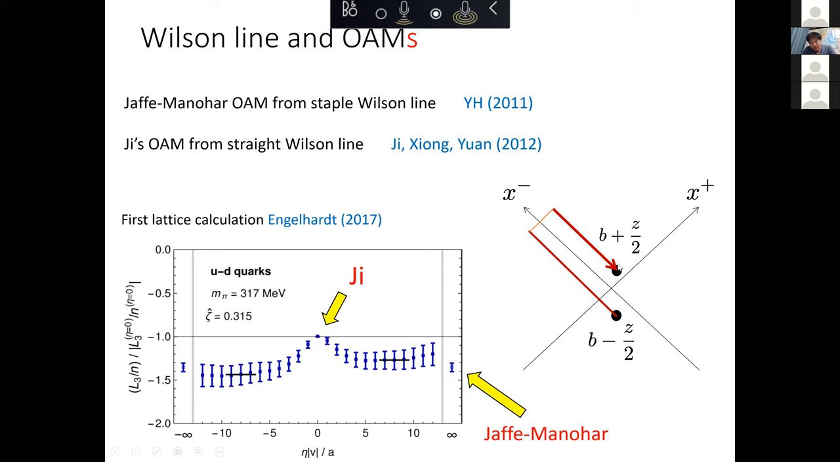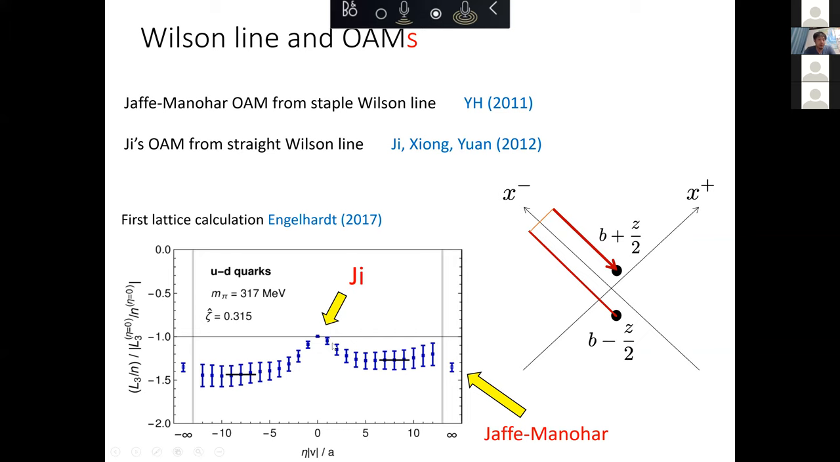Okay, good. So if you go from here to there by a straight line, then what you get is the so-called Jaffe-Manohar orbital angular momentum, and they are different. And they can actually measure this difference in lattice QCD. This is a calculation by Michael Engelhardt. The x-axis is the length of this Wilson line along the z direction, the light cone direction. Zero means you take the straight line right here, and infinity means you take this staple-shaped Wilson line. And you see the difference.